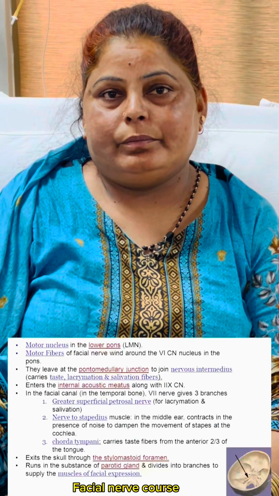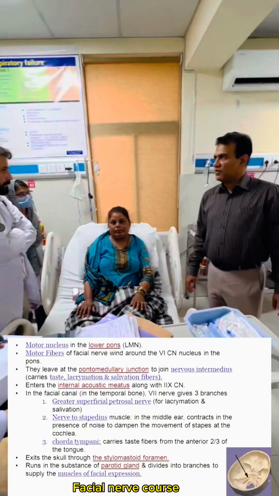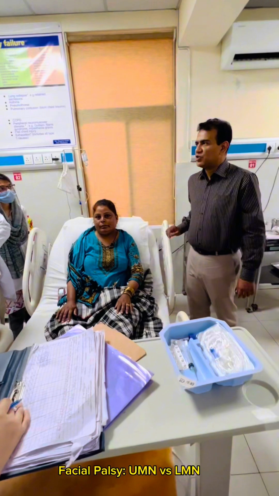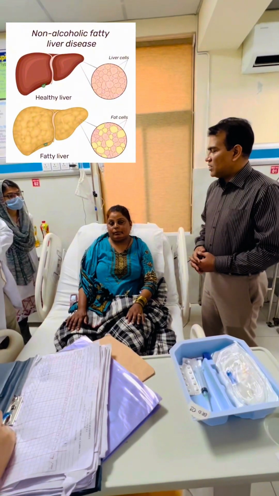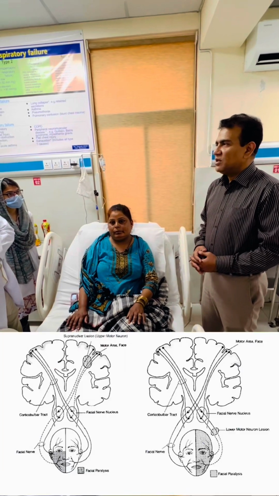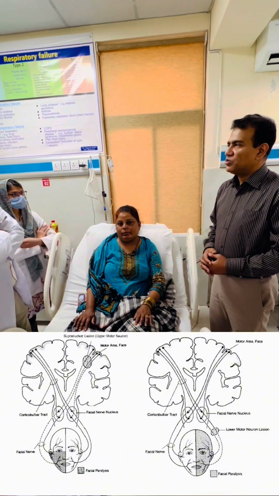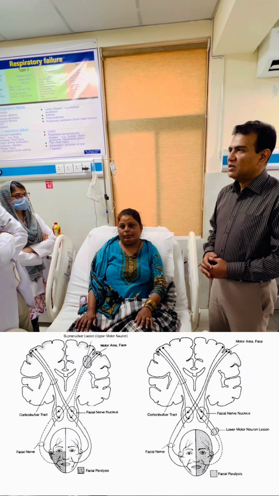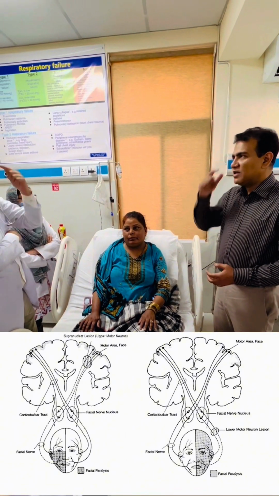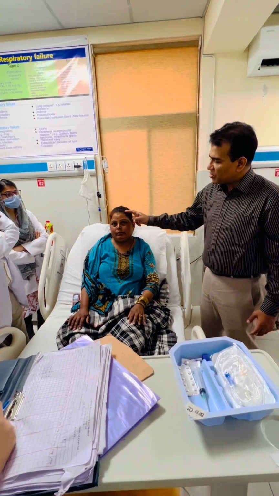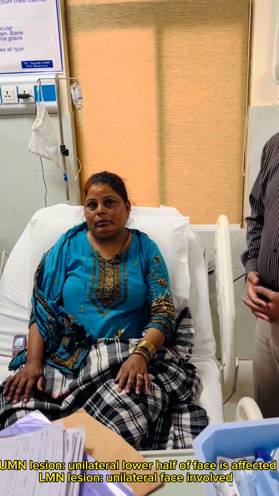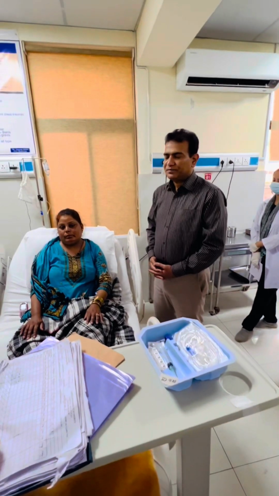If there is any asymmetry, that indicates facial palsy. And in facial palsy, we differentiate the upper motor neuron facial palsy and the lower motor neuron palsy. In case of lower motor neuron palsy, the patient is unable to make wrinkles on the forehead. So there is a loss on one side, and on the other there is a Bell's phenomenon.